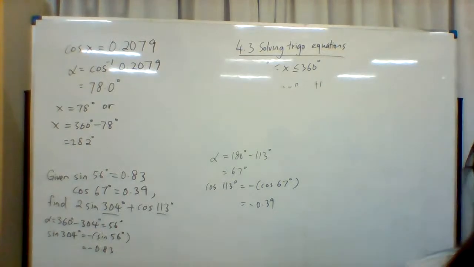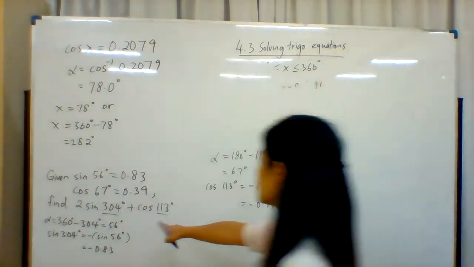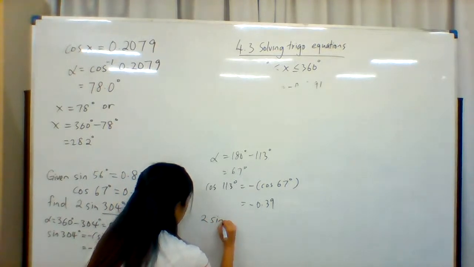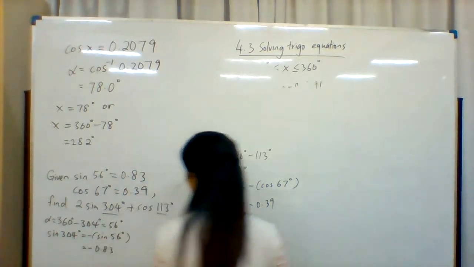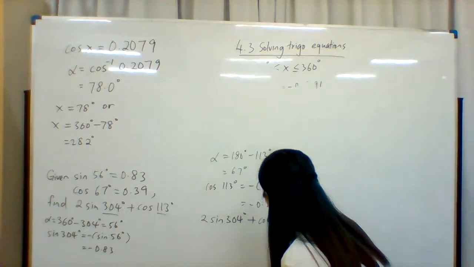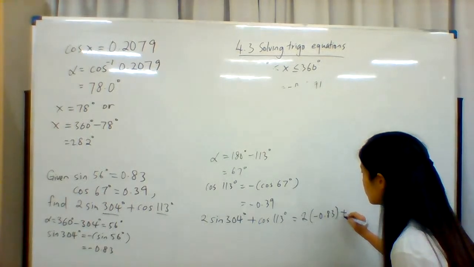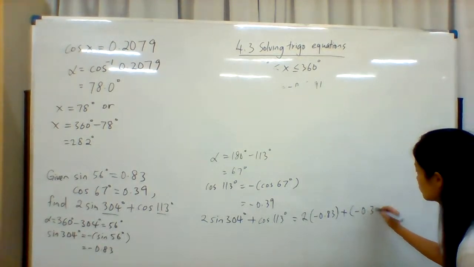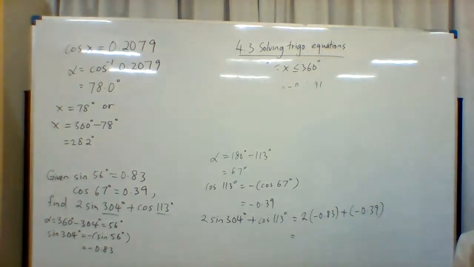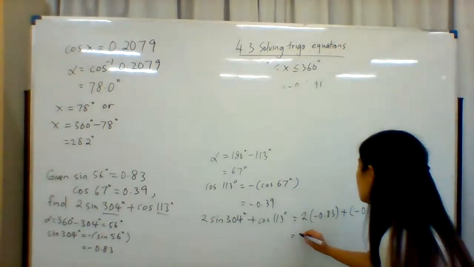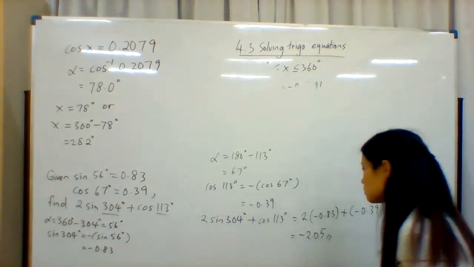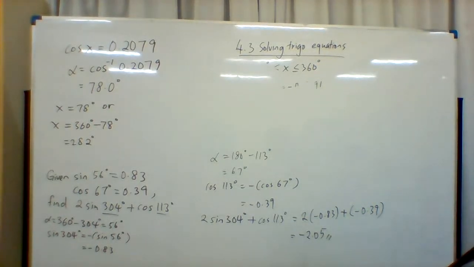Okay or not? Then because you already have all your values for your cos 113 and your sine 304, you can answer the question that they ask you. Press your calculator, get the answer. Okay? Any part you don't understand?